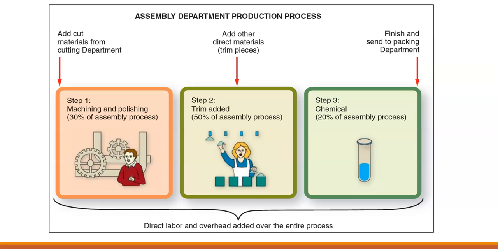In step 2, we add other direct materials, and once we've finished step 2, that's another 50% of the assembly process. So if we have items that are at the end of step 2 at the end of the period, we would have 80% completion, 30% plus 50%. And when they're ready to be sent to the packing department, we are 100% complete in the assembly process.